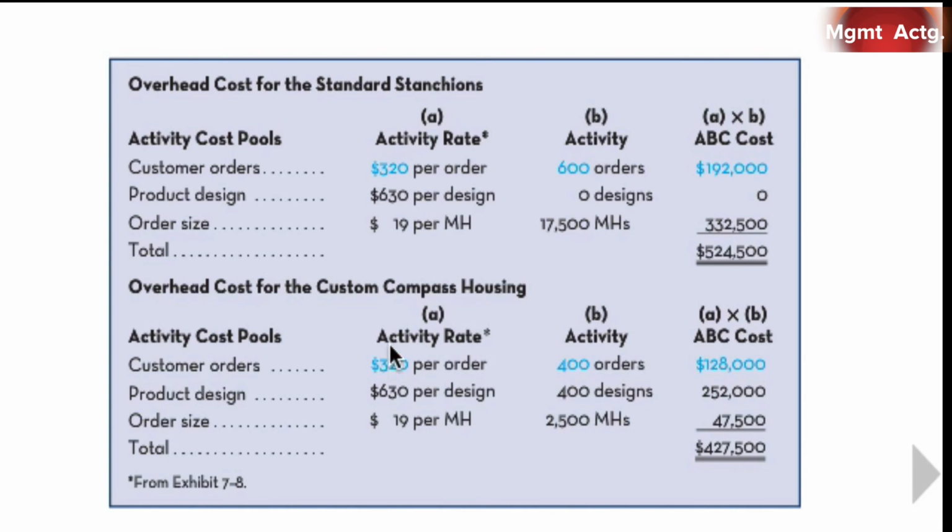We have our custom compass housings, our customer orders, $320 per order, has the balance of the 1,000 orders, 600 up here, 400 down here. There's the allocated overhead to this product. Product design, this carries all the product design costs, 400. 400 orders, 400 designs. Why?